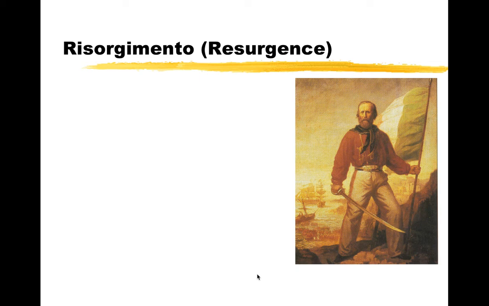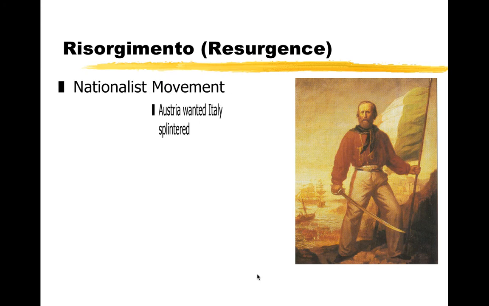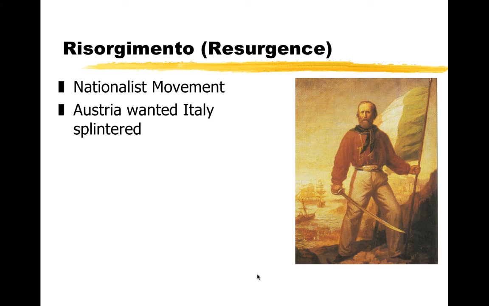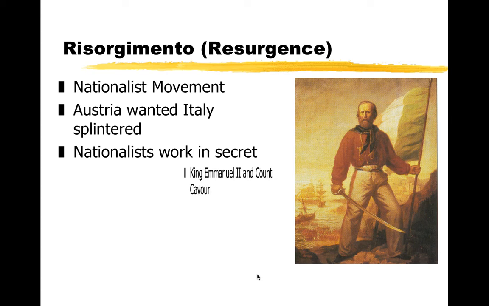Something that's used here in Italy is what they call the Risorgimento, which is this resurgence. And so it's a nationalist movement, basically, where they were trying to bring together the people of Italy, largely because Austria, for a long time, being their northern neighbor, really didn't want to see Italy unified together. And so the nationalists of the movement here, the nationalist movement in Italy, worked in secret to try to bring the people of Italy together and unify the entire country.